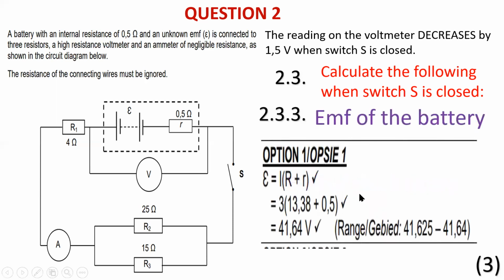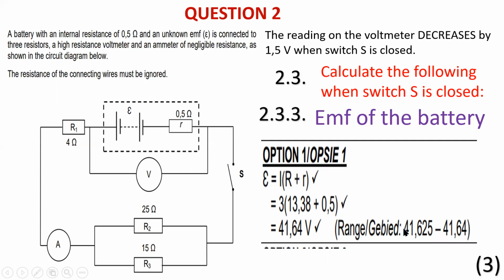So let's see our solution now. EMF is equal to I times (R plus r). You remember, we shouldn't forget internal resistance. If you just calculate I times R, you're getting the external, not the total EMF. All right, so I times (R plus r): you calculate the external resistance plus internal resistance, times the current.